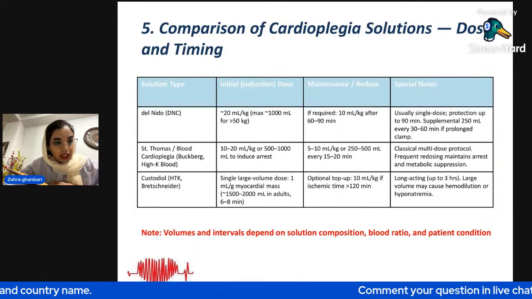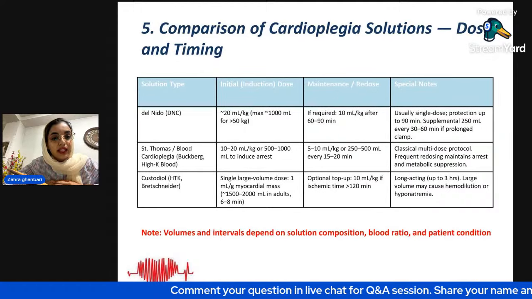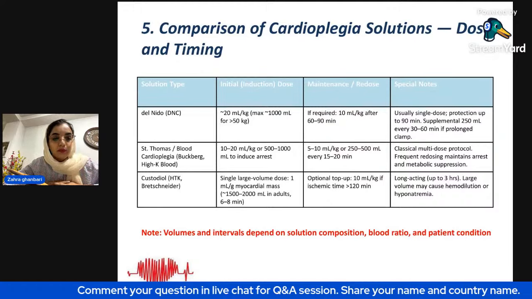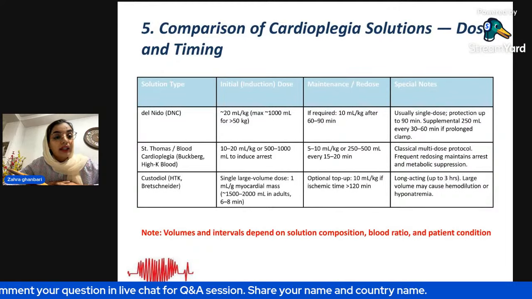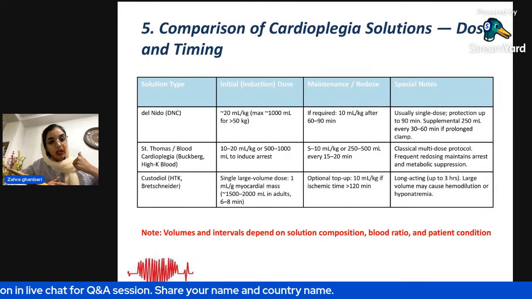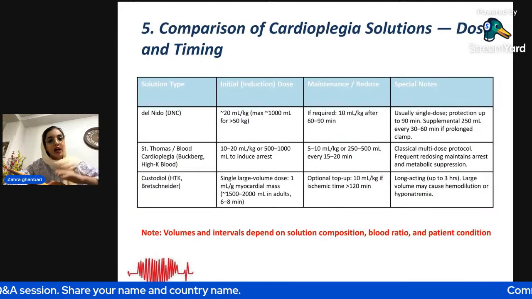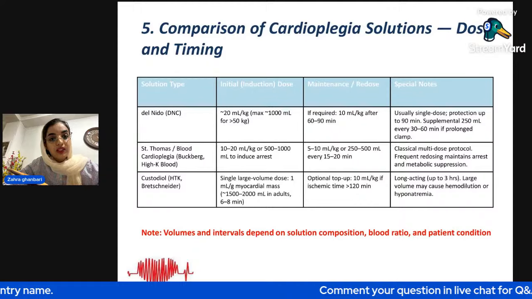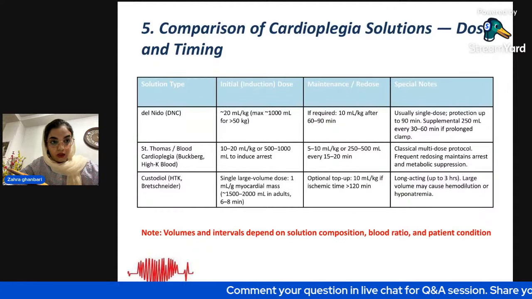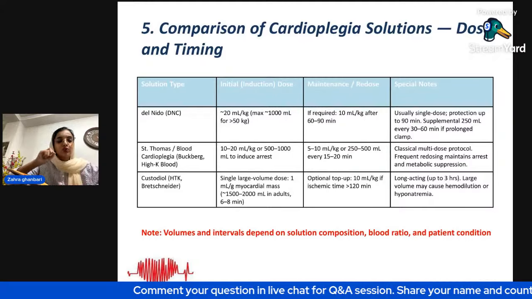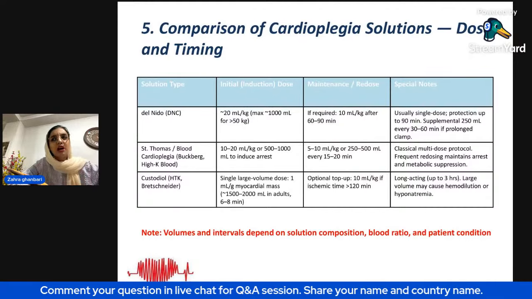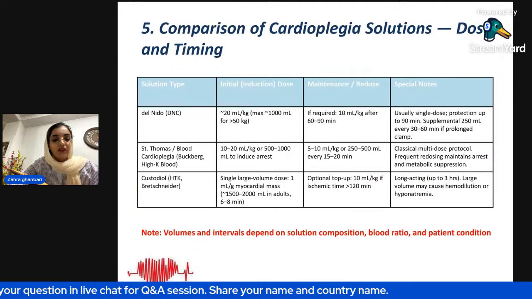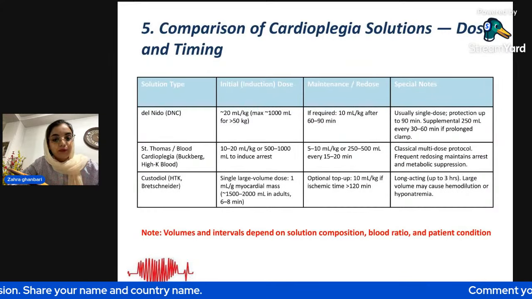The dose of HTK in reference is, if I want to say it exactly, 1 milliliter per gram of myocardial mass, and it's around 1,500 to 2,000 milliliters in adults, injected over 6 to 8 minutes. But some perfusionists say the adult dose is 20 milliliters per kilogram, and they are the same, not different.